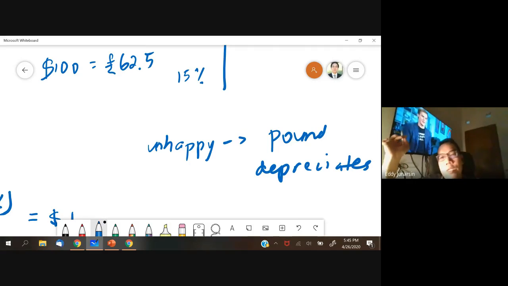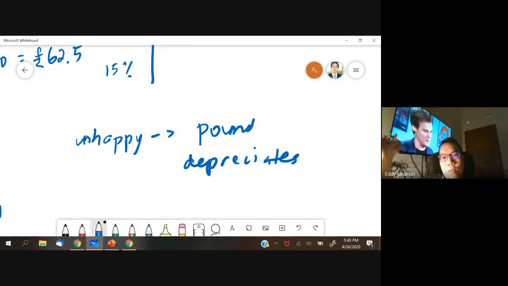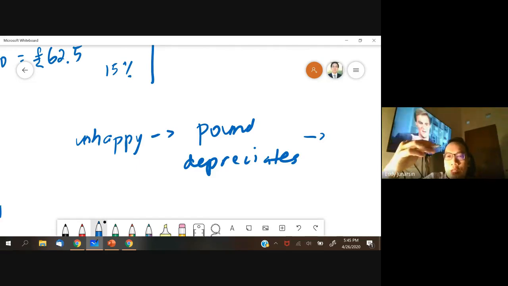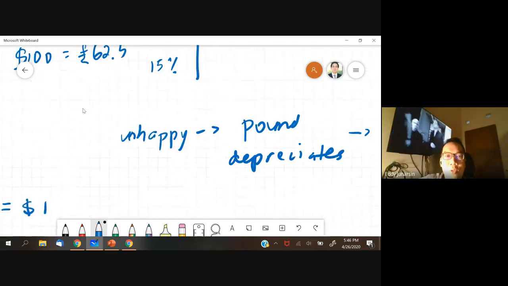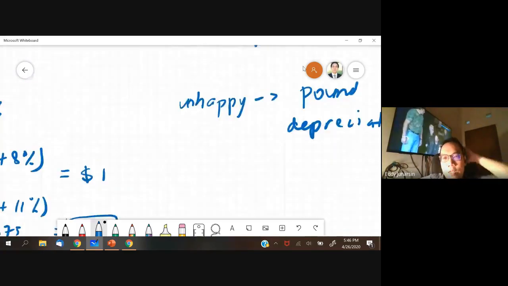Okay, pound depreciates. So if pound depreciates, you are unhappy. So you want to do something in the derivative markets so that if pound does depreciate, you earn money from this market, from the forward or futures market. Okay, so you take a position that will give you money if pound does depreciate.